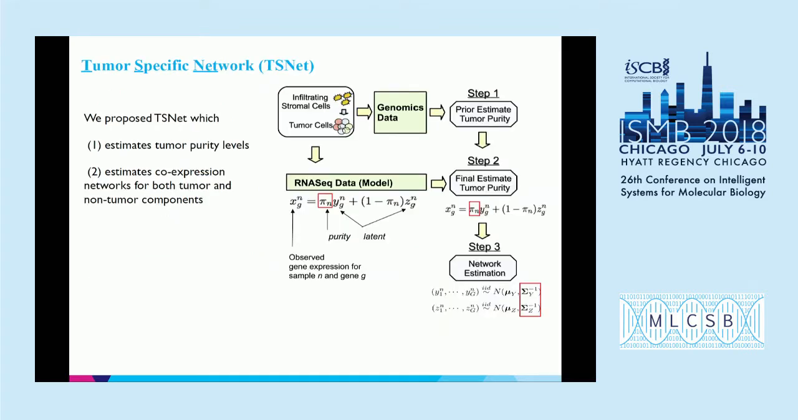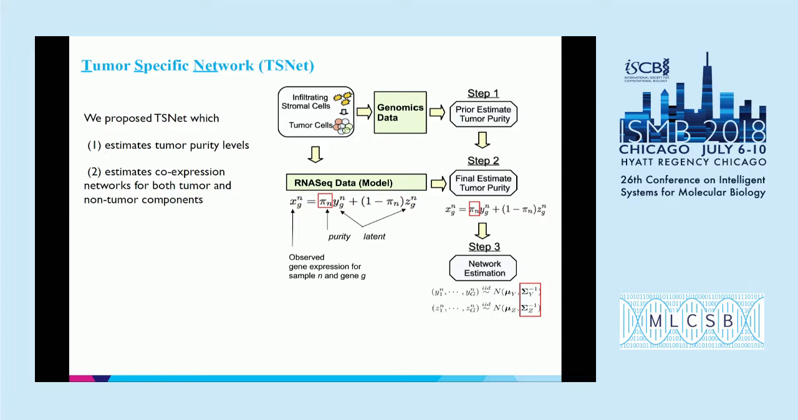So we propose this tumor-specific network method, TSNet, that first estimates the tumor purity level, but of course this is not the main point of the algorithm because you have a bunch of algorithms doing that. It also takes tumor purity into account to estimate the co-expression network. So basically you will be able to estimate a co-expression network for the tumor and non-tumor components.